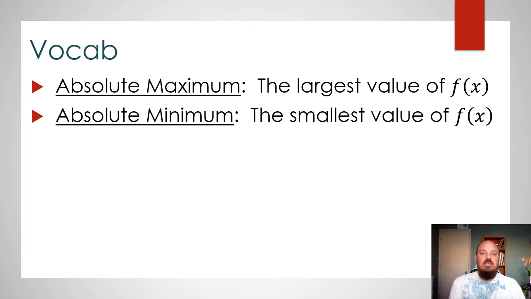If you're talking about the absolute maximum or the absolute minimum of a function, it's pretty straightforward. Maximum means biggest, minimum means smallest, and absolute means absolute. So absolute maximum means the very biggest value that f of x ever reaches. Or if you're thinking about the graph, it's the highest point it ever reaches. And the absolute minimum would be the lowest.